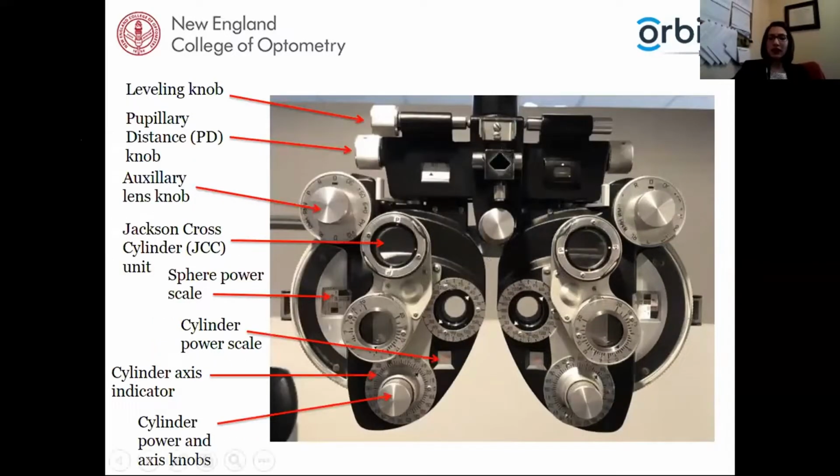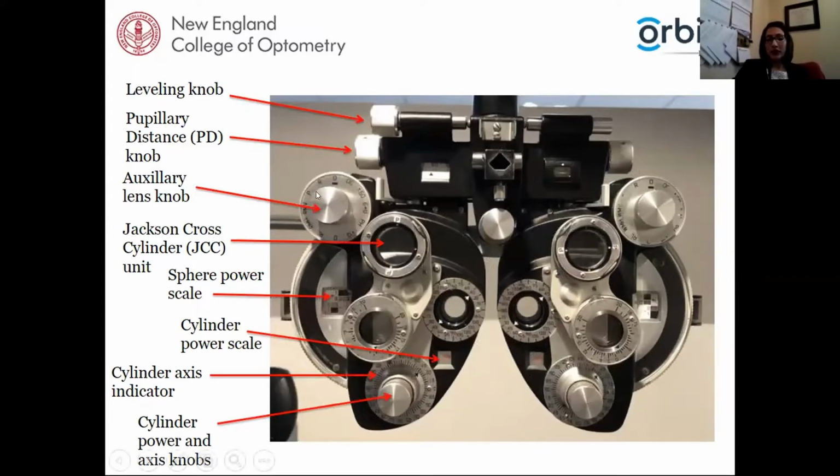I've highlighted some important parts of the phoropter for the procedure we're going over today. This knob here is for leveling, and that will make sure that the phoropter is straight in front of your patient's face. The pupillary distance knob, or interpupillary distance knob, will adjust the width of the phoropter so that the oculars are directly in front of each of your patient's eyes.